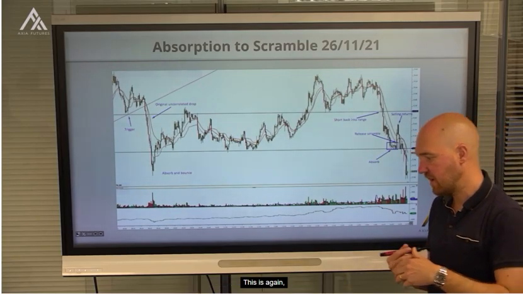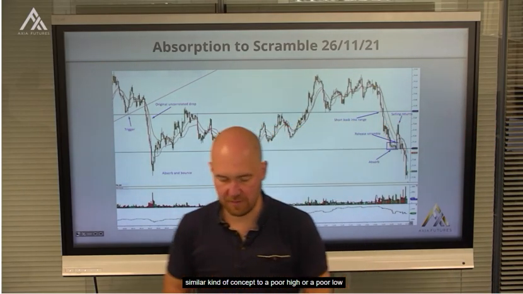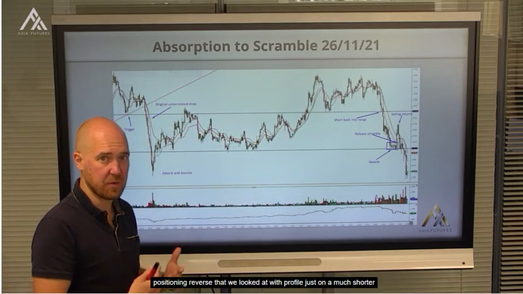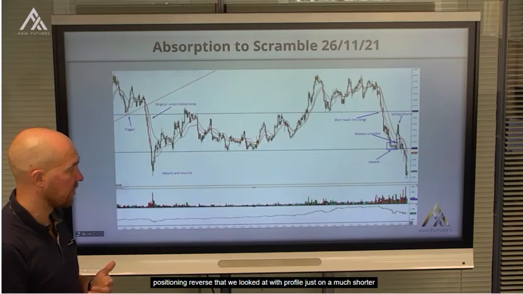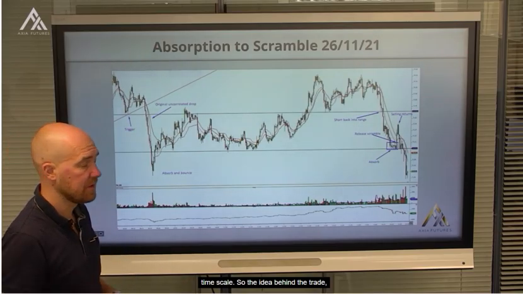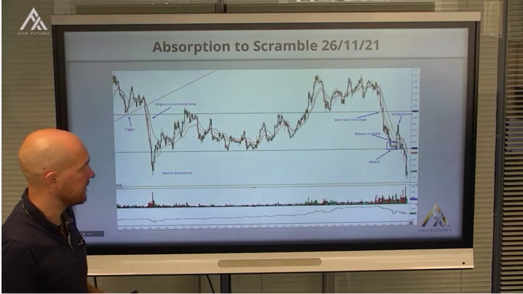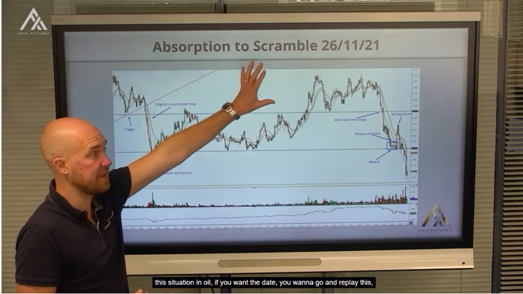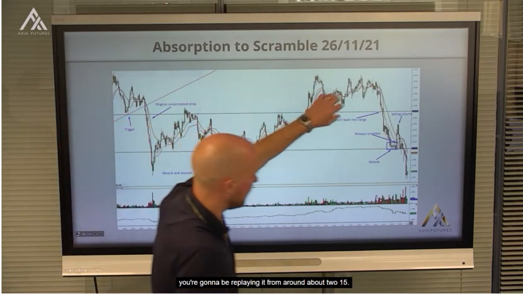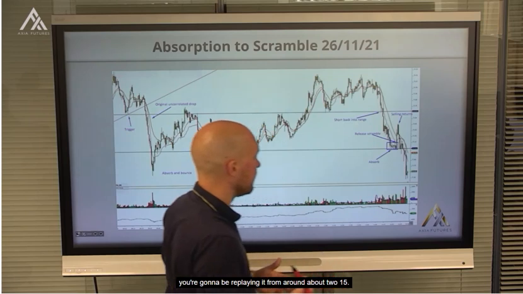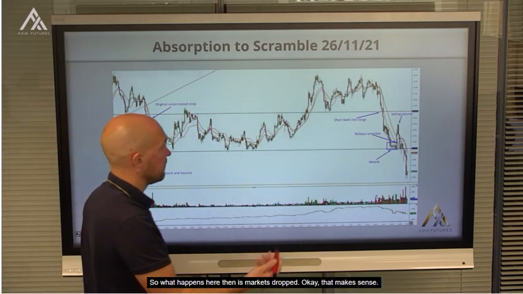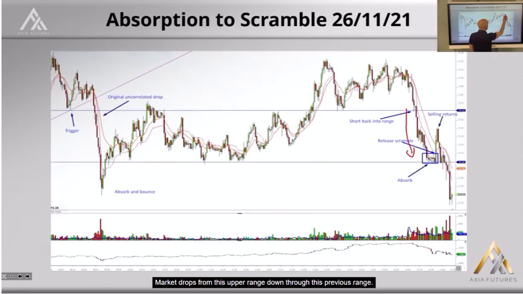This is, again, a similar kind of concept to a poor high or a poor low positioning reverse that we looked at with profile, just on a much shorter timescale. So the idea behind the trade, this situation in oil. If you want the date, you want to go and replay this, go and have a go. You're going to be replaying it from around about 2:15. So what happens here is the market's dropped. Okay, that makes sense. Market drops from this upper range down through this previous range.